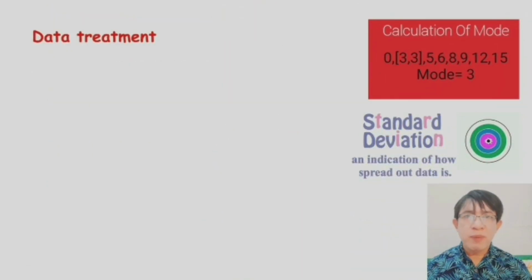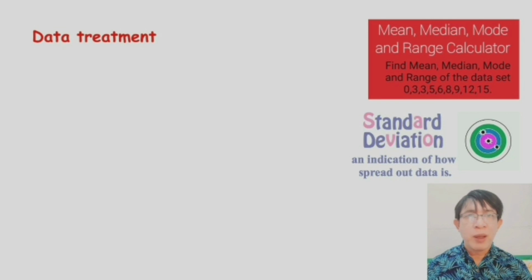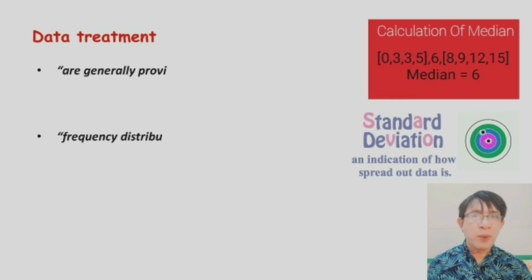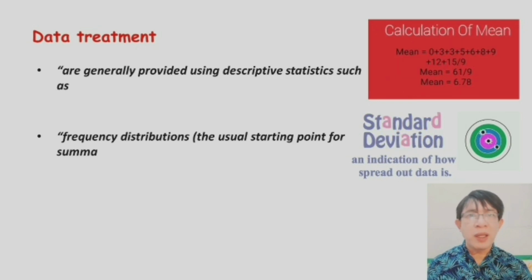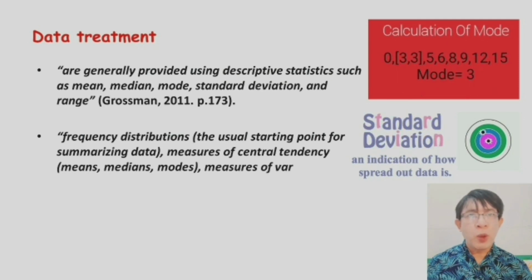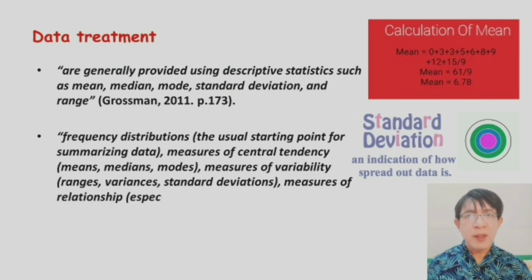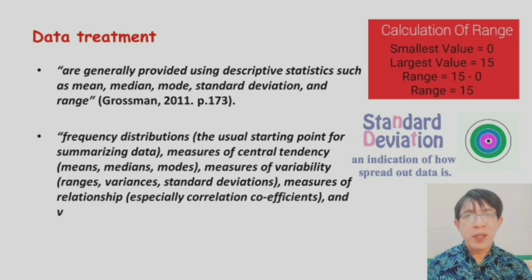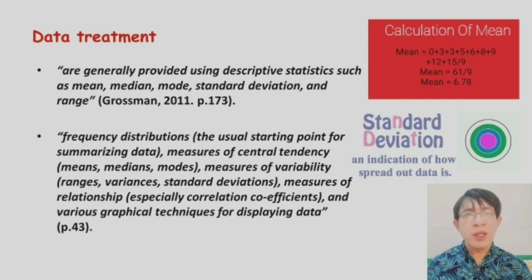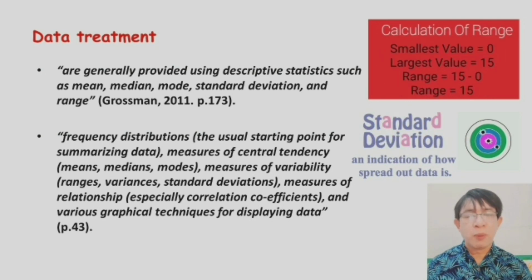Research findings of descriptive research are treated using descriptive statistics such as mean, median, mode, standard deviation, and range. The data collected from a census or from a sample are treated using descriptive statistics such as frequency distributions, the usual starting point for summarizing data, measures of central tendency such as means, medians, modes, measures of variability such as ranges, variances, standard deviations, measures of relationship, especially correlation coefficients, and various graphical techniques for displaying data.